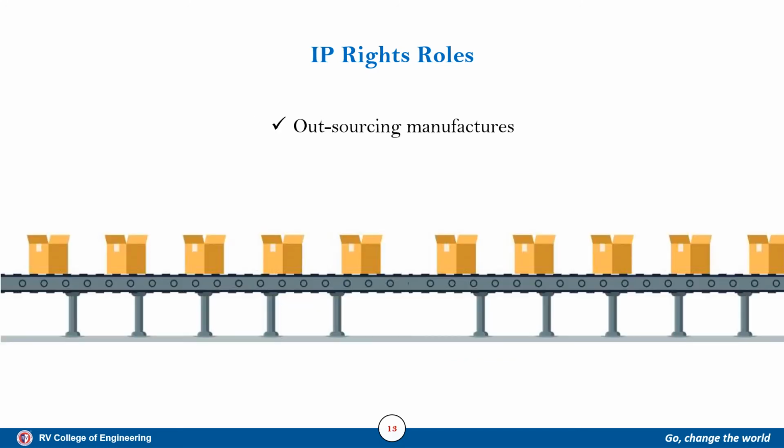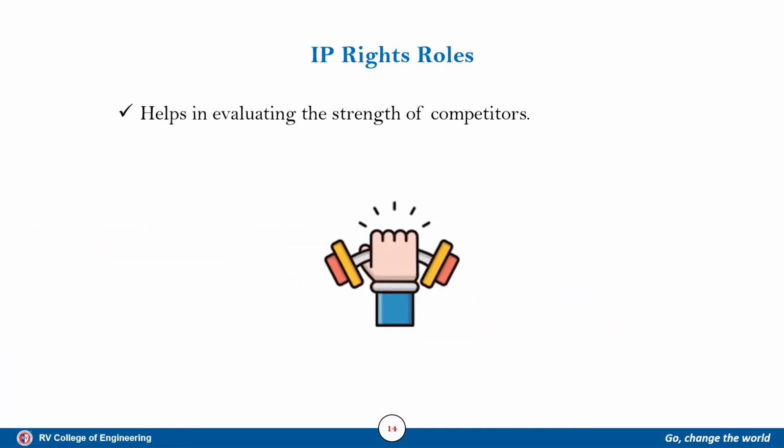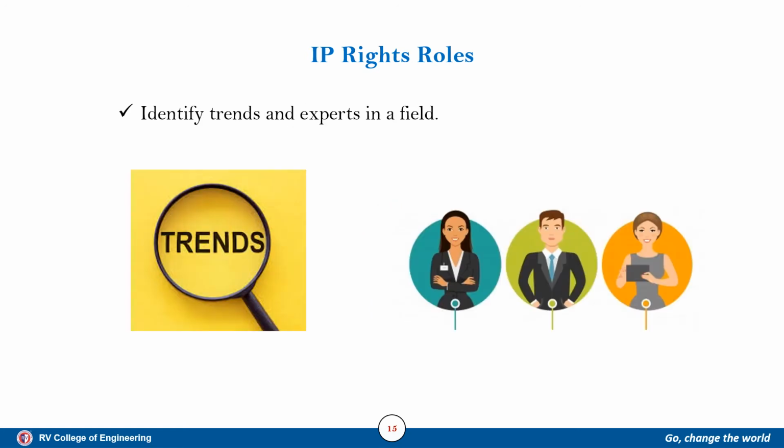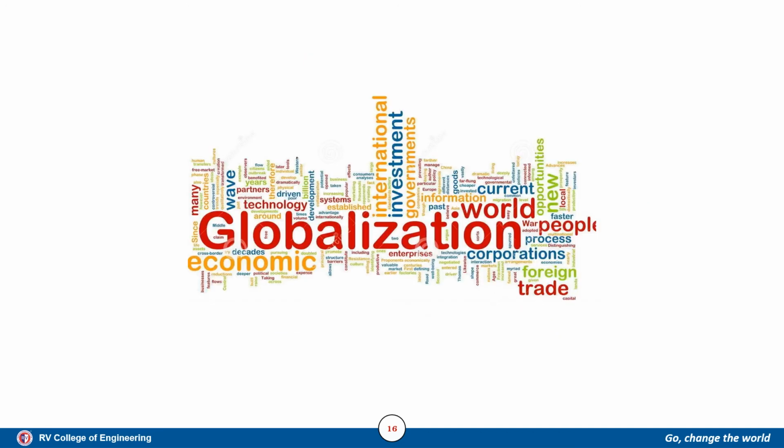IP rights help in outsourcing manufacture, which means for a product manufactured in a corner of a country, the whole world is a market for it. IP rights help in the evaluation of the strength of the competitors. They also help in identifying the trends and experts of a field. As such, the whole world has become like a global market. This has led to a phenomenon called globalization.